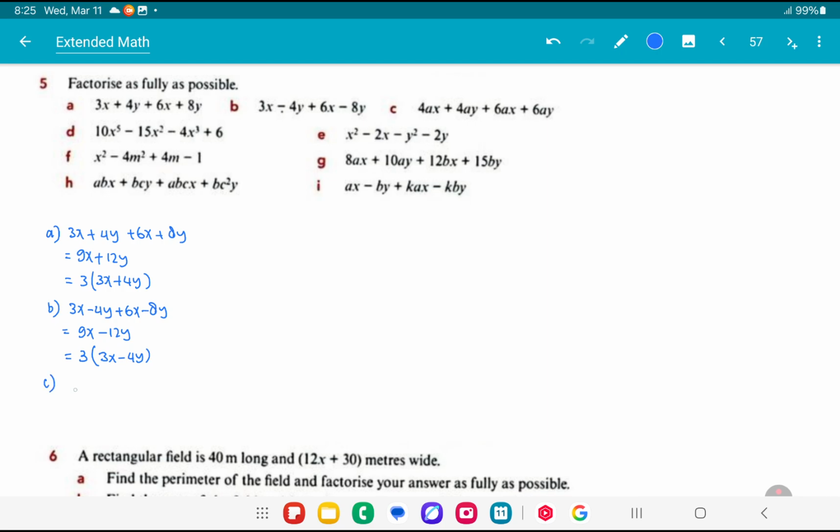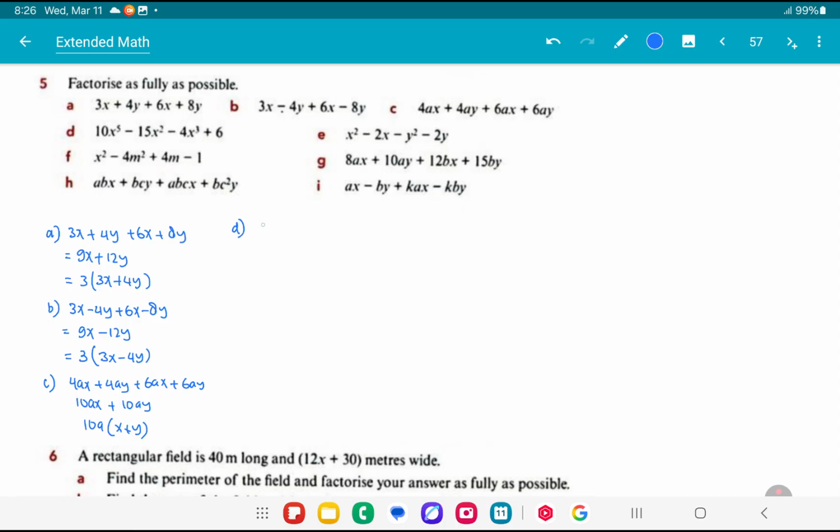For question C, 4ax plus 4ay plus 6ax plus 6ay. So we got 10ax plus 10ay. We factor out the 10a, we got (x plus y).